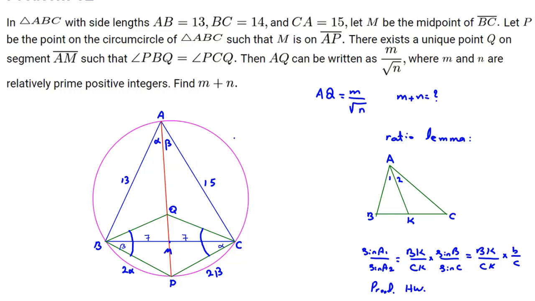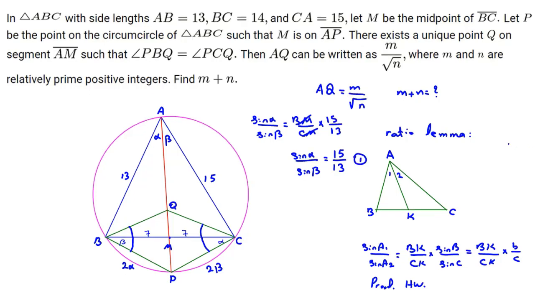So if you use the ratio lemma here, sine alpha over sine beta equals BM over CM times B over C, which is 15 over 13. BM and CM are equal, so we conclude sine alpha over sine beta equals 15 over 13. It is the first thing we've reached. Let's call this equation 1.